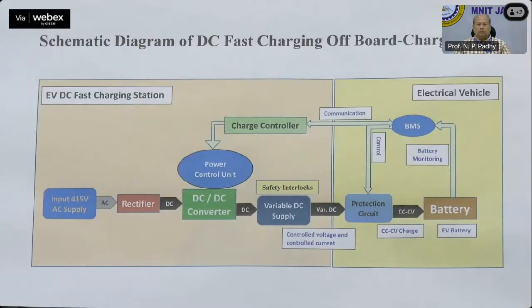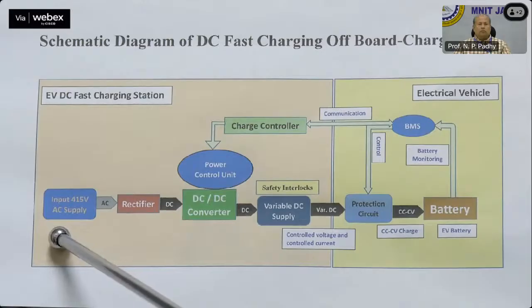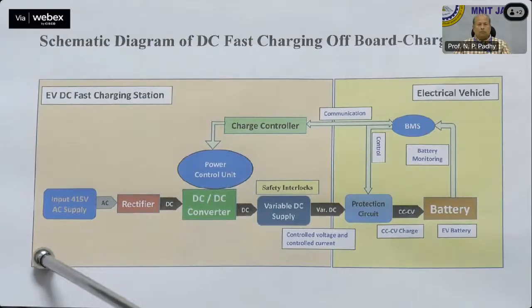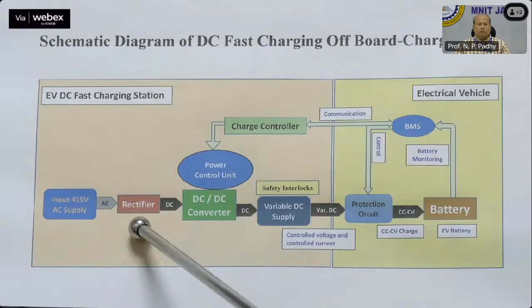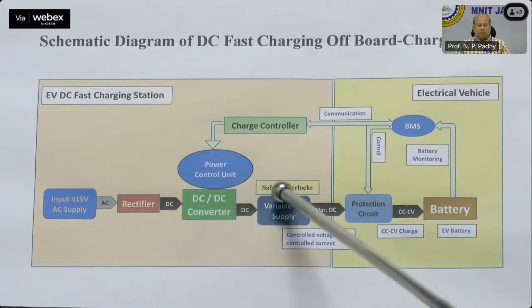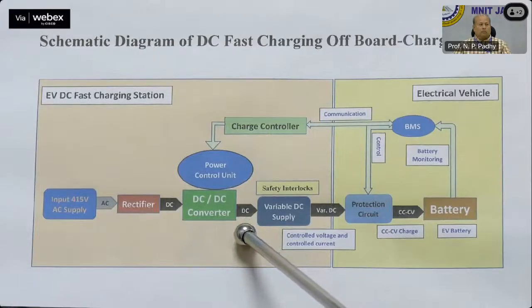As we can see in the schematic, the input voltage is 415 volt AC supply. In the first step, the alternating current or AC power provided by the AC grid is converted into direct current or DC power using a rectifier inside the DC charging station. Then the power control unit appropriately adjusts the voltage and current of the DC-DC converter inside the charging station to control the variable DC power delivered to charge the battery.